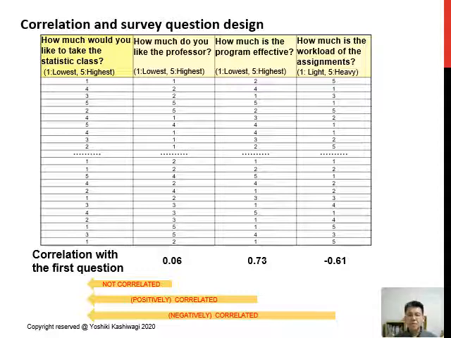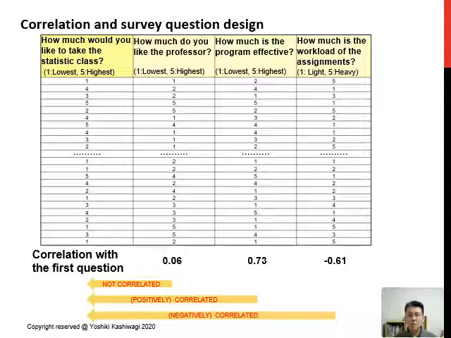How about the next one? How effective is the program? So this is a question about the effectiveness of the program or class. It has a high positive correlation with the first question. That means the student's decision about taking the statistics class or not is coming from their perception of the effectiveness of the program, simply because they have high correlation.